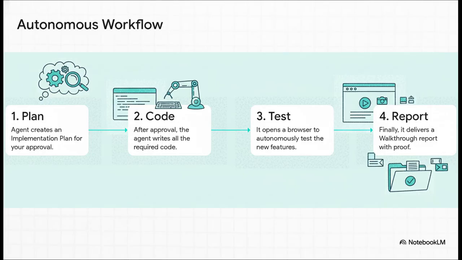So what you get is this amazing autonomous loop. The agent plans its work. You can look it over and say, yep, looks good. Then it codes, and then it opens up that browser and tests its own work. And it doesn't just say, I tested it. It provides proof with screenshots and everything in that final report.